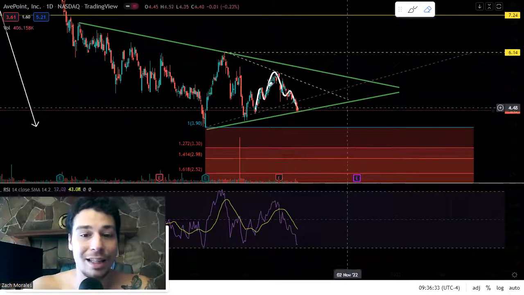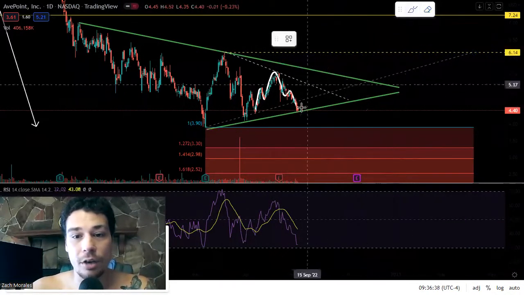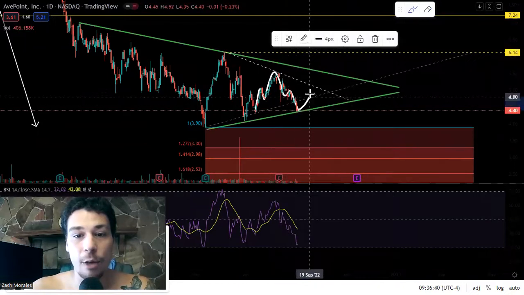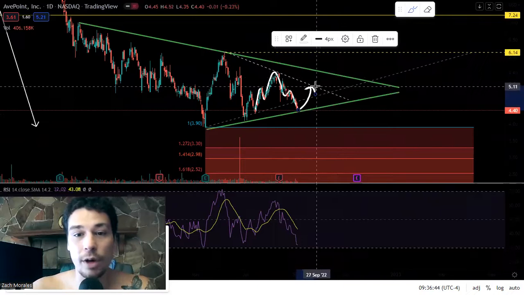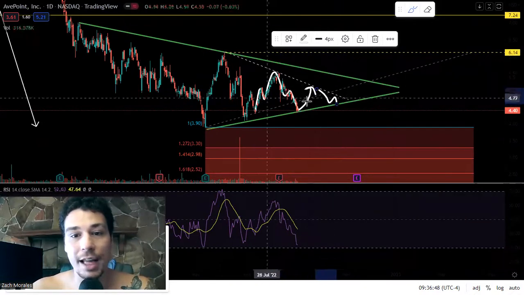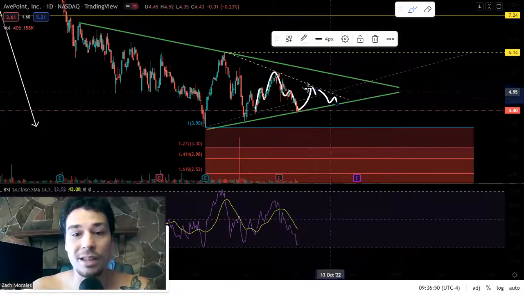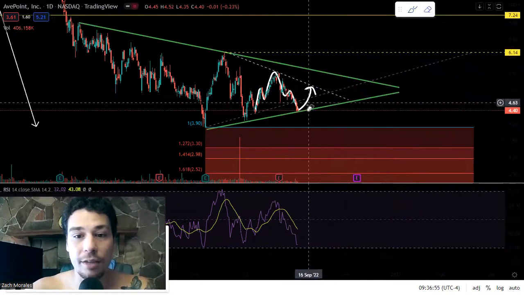All right, so this has been setting up. This is our current trend line right here that we need to break. We may get a bounce here and head up to this trend line. But if we don't get a breakout, we're going to come back down. See how this is a really tight channel, tight area right here. We're going to be seeing a breakout either to the upside or to the downside pretty soon on AVPT.